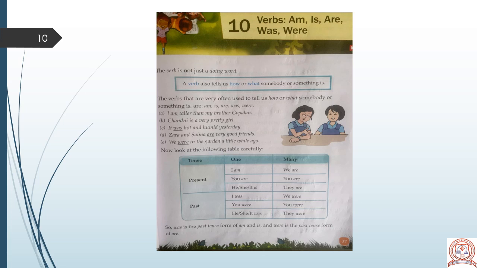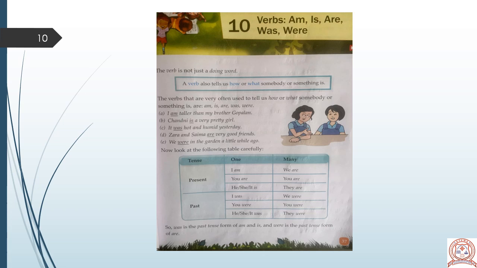Now look at the table of tenses. Present tense: one, I am. Many, we are. If we are alone, what will we say? I. And if we are with many people, what will we say? We all. So, I am, we are. Now you are. Both will be the same in one and in many also. Now in one present tense, he, she, it is, and in many we will say they are.